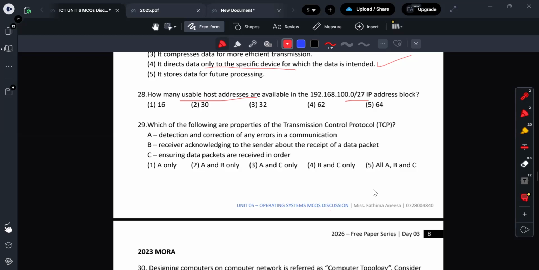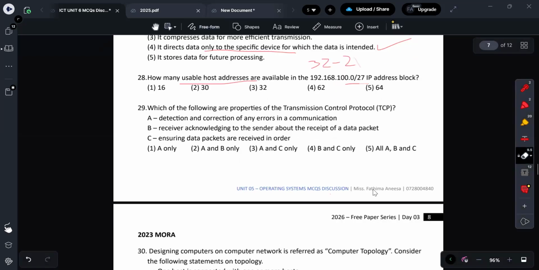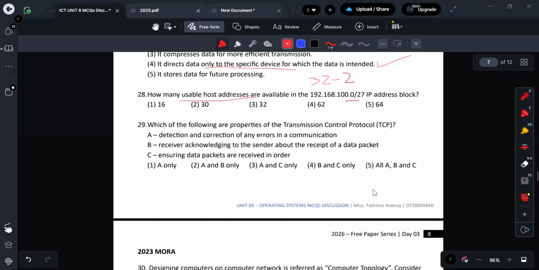The total bits is 32. 32 minus the network bits is 5 bits, right? So 5 bits, so 32 minus 27, if you want, you can write this somewhere. 32 minus 27 is 5. 2 to the power 5 is 32 total addresses. So that is the total number of addresses, 32.